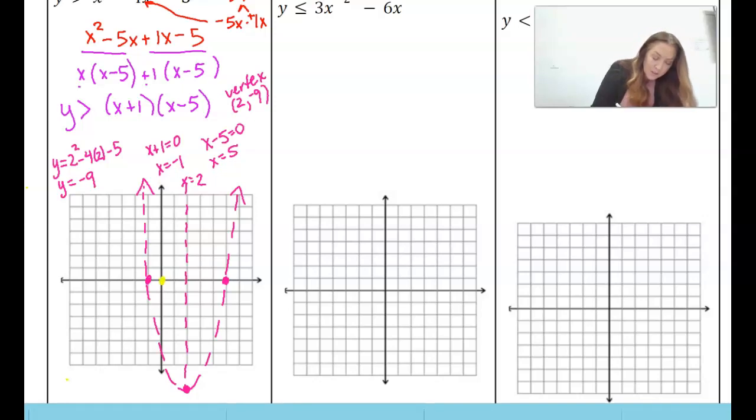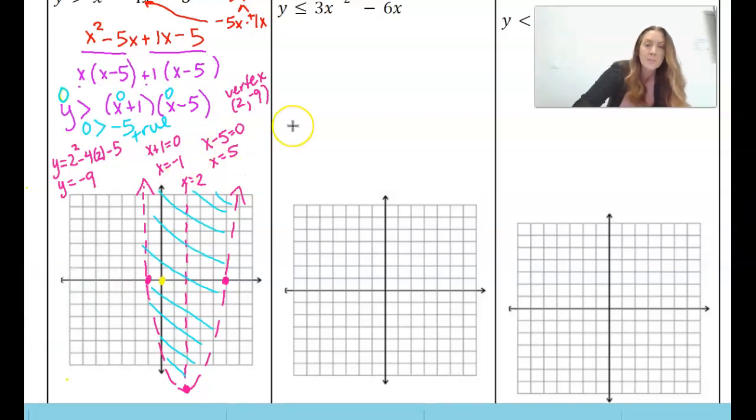Okay. So if I pick 0 for y and 0 for x, we'll see if that's true. Is 0 bigger than 0 plus 1 times 0 minus 5, which actually gives you -5. So is 0 bigger than -5? Yes, so since that's true, that means we're going to shade wherever that dot was, and that's inside the parabola. Okay?